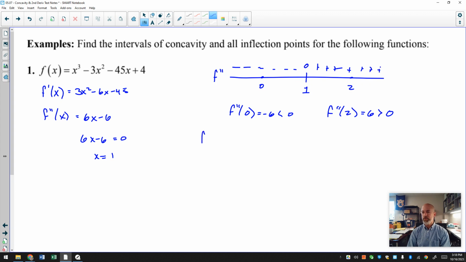Therefore, I can now tell that my function f is concave up on the interval 1 to infinity.